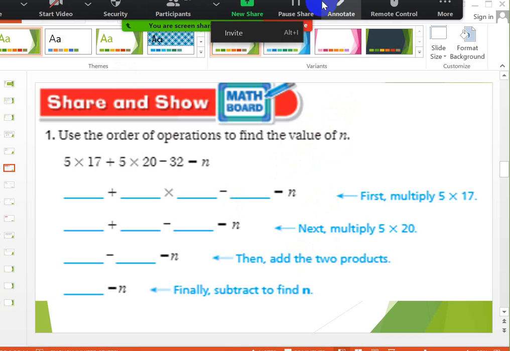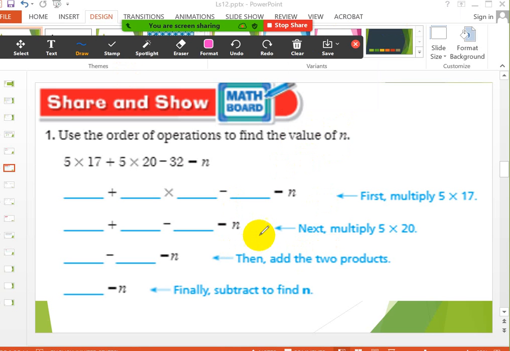So please bring your books, girls, and open it on page 132. This is page 132. Today we will continue and solve the first exercise, how I will use the order of operations to find the value.